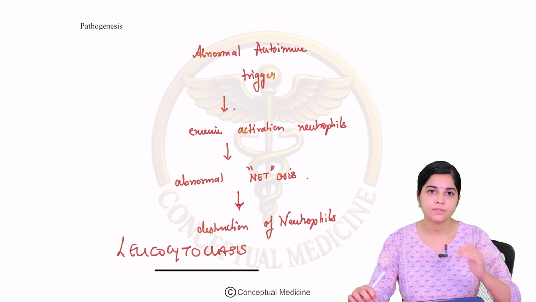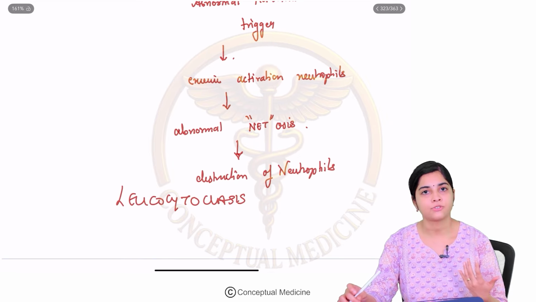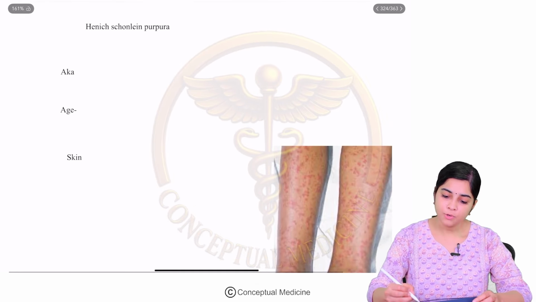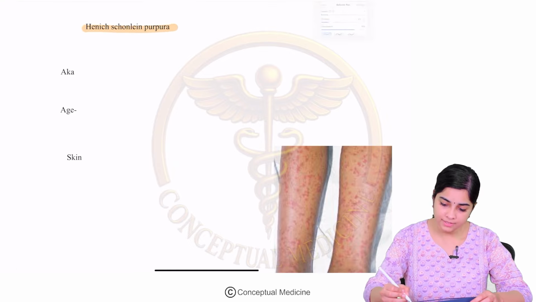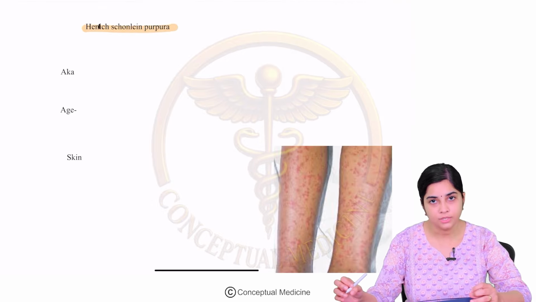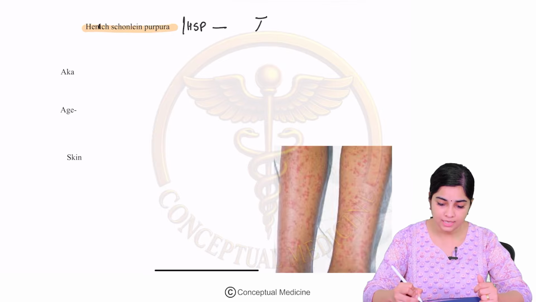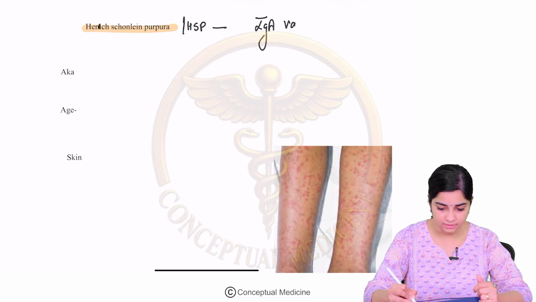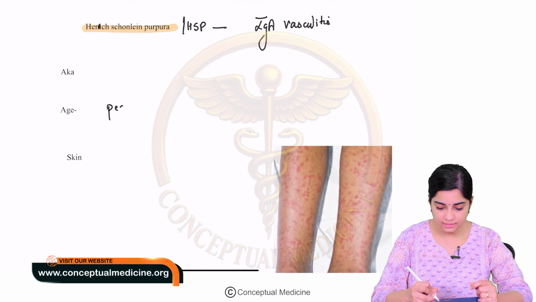Okay, fine. So this is about how immune complex mediated vasculitis actually originates. Let us move on to the prototype disease which we have to learn under immune complex mediated vasculitis, and this is what we call Henoch-Schonlein Purpura or HSP. The other name is IgA vasculitis. HSP is commonly seen in the pediatric age group.